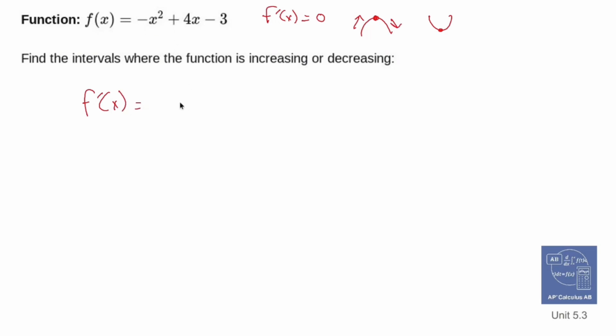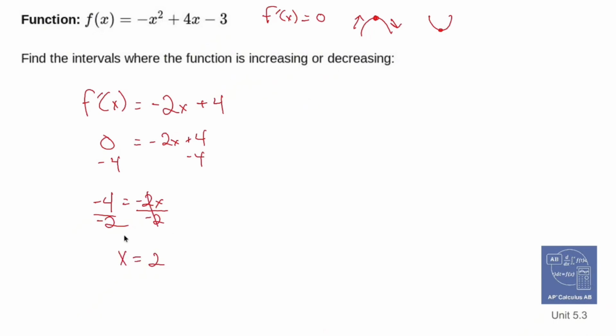the derivative of negative x squared is negative 2x. The derivative of 4x is plus 4. The derivative of negative 3 is nothing. Set it equal to 0 and solve for x, right? Subtract 4, negative 4 equals negative 2x, divide by negative 2, divide by negative 2, and x equals positive 2.